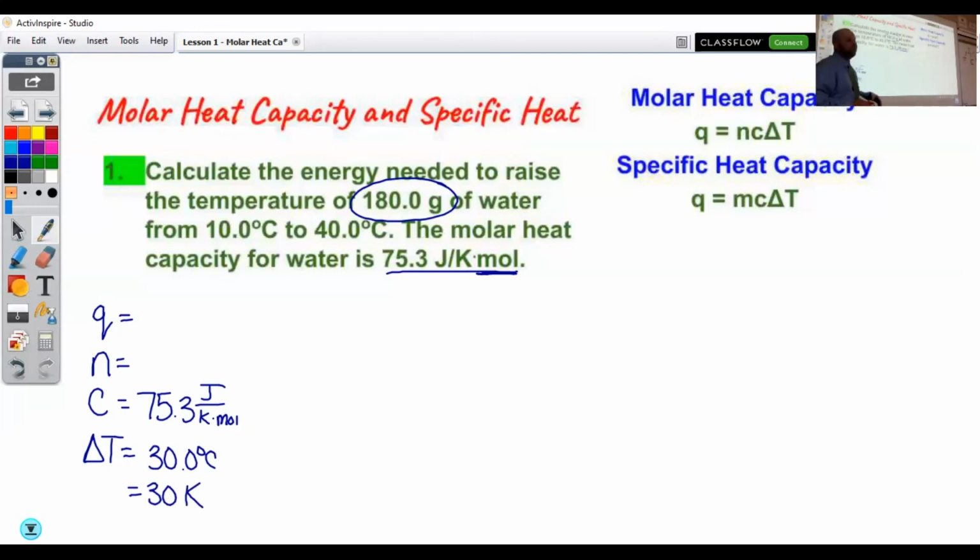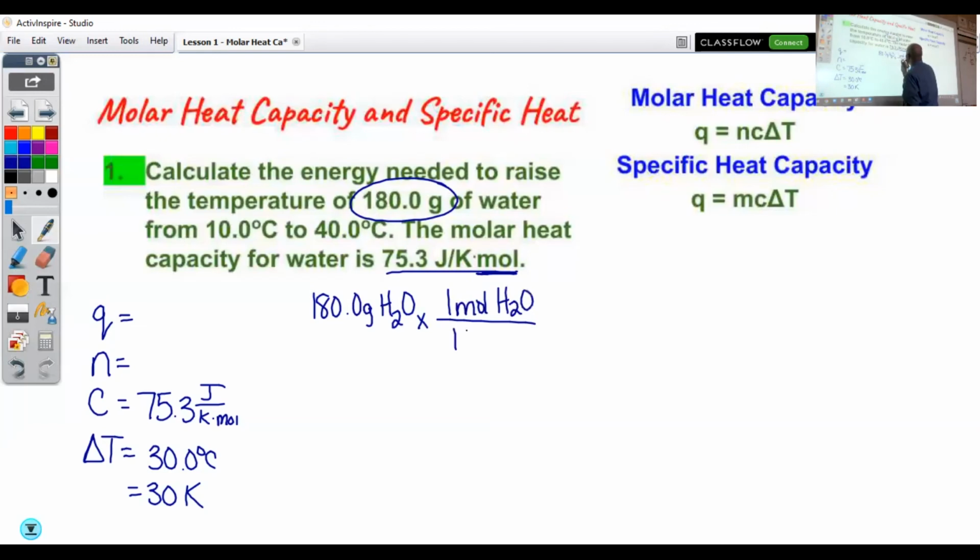Finally, in order for us to use this equation, we're going to have to convert our 180.0 grams of water into moles of water. So we have 1 mole of water, 18.02 grams of water. We wind up with the number of moles of water equal to 9.989 moles of water. So we can put that right here.